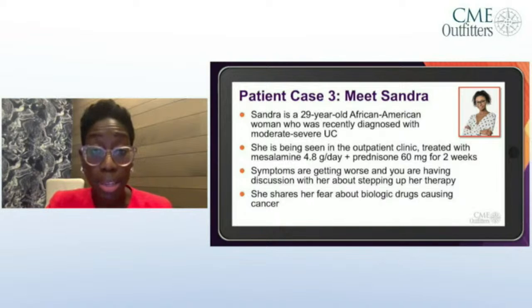She's currently being seen by you in the outpatient clinic, and she's on mesalamine, 4.8 grams a day, as well as prednisone, 60 milligrams, which she's been on for the past 2 weeks, so she's not doing well. Her symptoms are getting worse, and you're having a discussion with her about stepping up her therapy. She shares with you her fear about biologic drugs causing cancer.